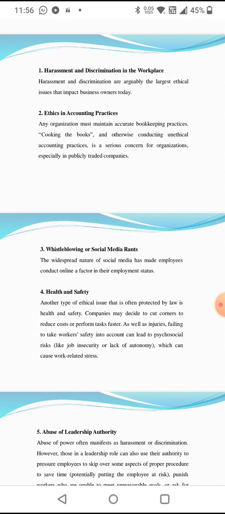Health and safety. Another type of ethical issue that is often protected by law is health and safety. Companies may decide to cut corners to reduce cost or perform tasks faster, which can cause injuries. Failing to take worker safety into account can lead to psychosocial risks, which can cause work-related stress at a later part.